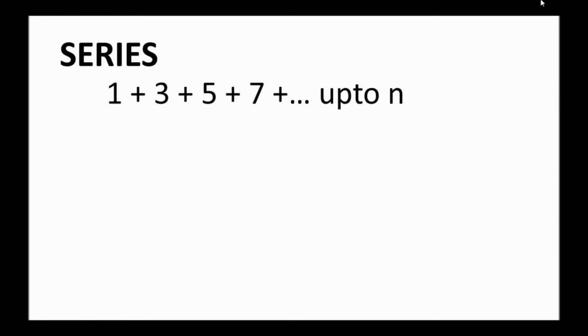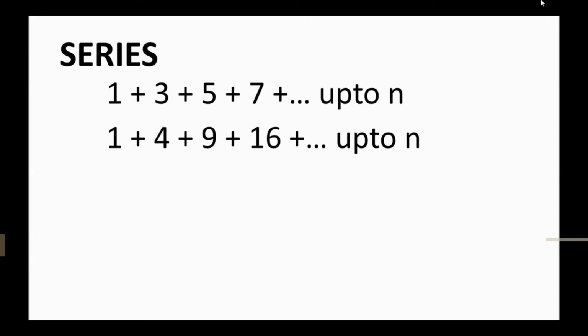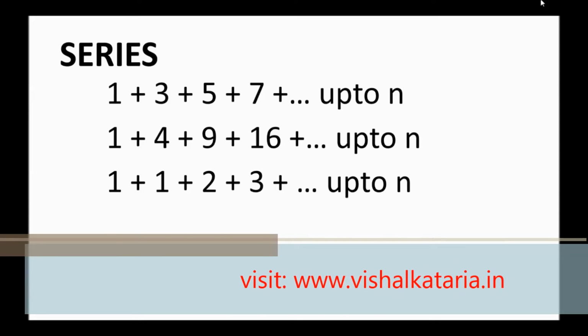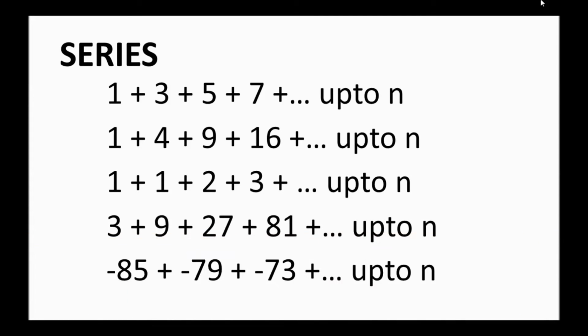Sequence and series, these two words seem to be similar, but the meaning is different. Let's try to understand what is meant by the term series. Series is actually the sum of certain terms of a given sequence. For example, 1, 3, 5, 7 and so on was a sequence, and the sum of these terms will form a series. Similarly, 1 plus 4 plus 9 plus 16, if we add certain terms of a sequence, we obtain a series. So series is nothing but the sum of certain terms of a given sequence.